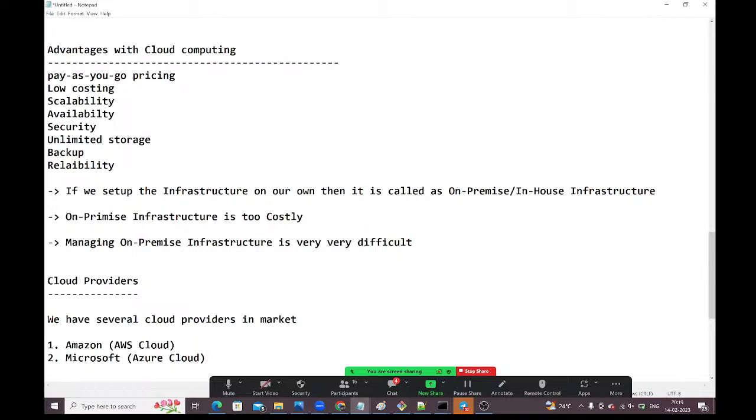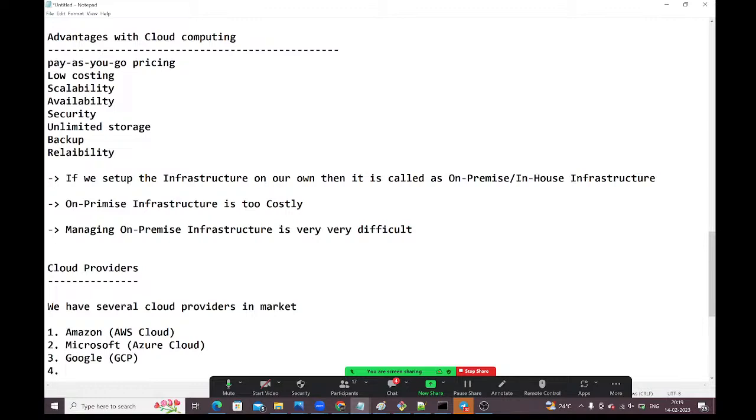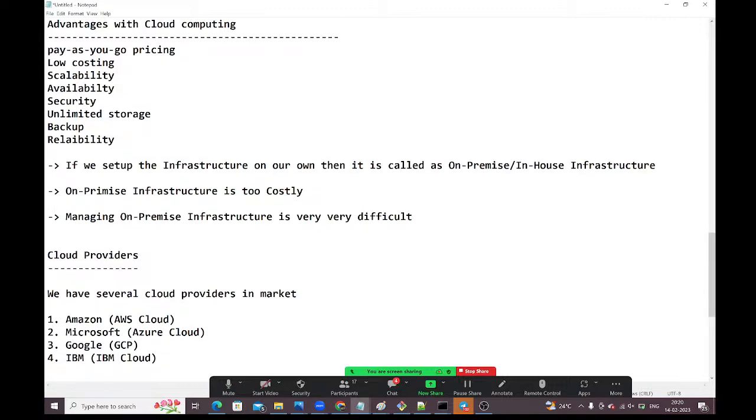Next, Google also provides the cloud infrastructure. That is called GCP, Google Cloud Platform. Next, IBM also provides the cloud, that is called IBM Cloud. Next, Oracle also provides the cloud, that is called Oracle Cloud.